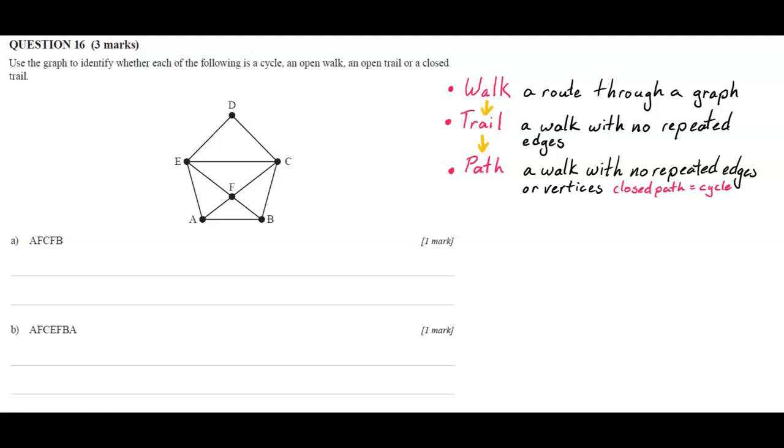A, F, C, F, B. So if we just quickly draw them in, we start at A, go to F, go to C, oops, that's the wrong way, go to C, go back to F, and go to B. So we can see there that the edge between C and F has been repeated. So it's not a path and it's not a trail, and we didn't end up where we started. So we would call this an open walk.